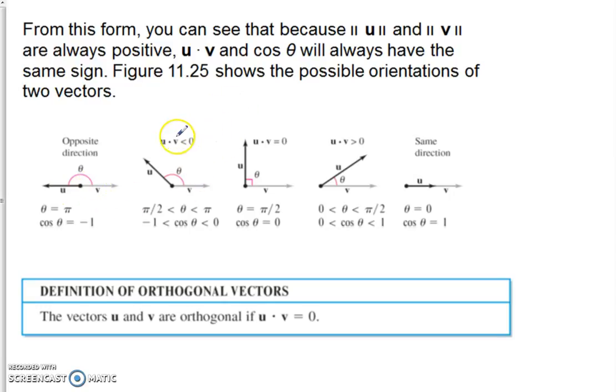If u dot v is less than 0, that means the cosine has to be negative, and the cosine is negative in the second quadrant. So theta is between pi over 2 and pi. If the dot product is 0, cosine of pi over 2 is 0, so theta must be pi over 2, which means now I recognize something, and that's what I've got right down here. The vectors u and v are orthogonal, or perpendicular, if u dot v is equal to 0.